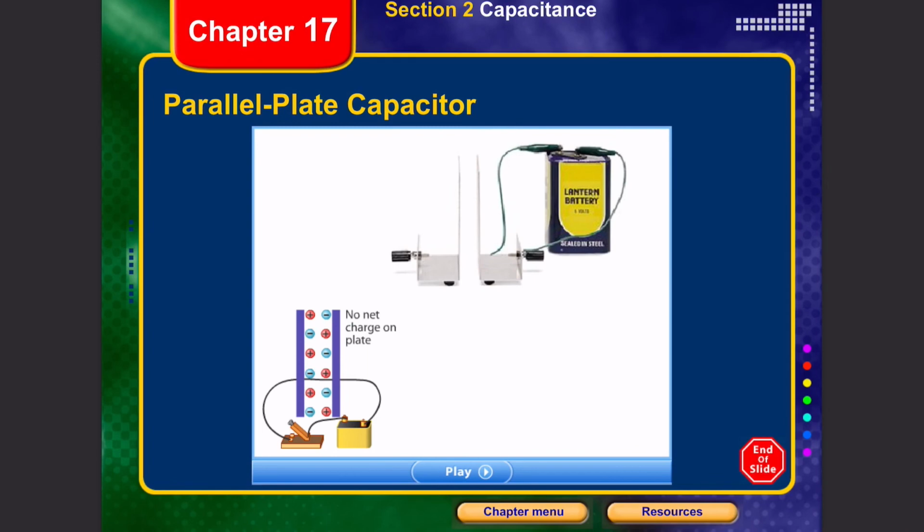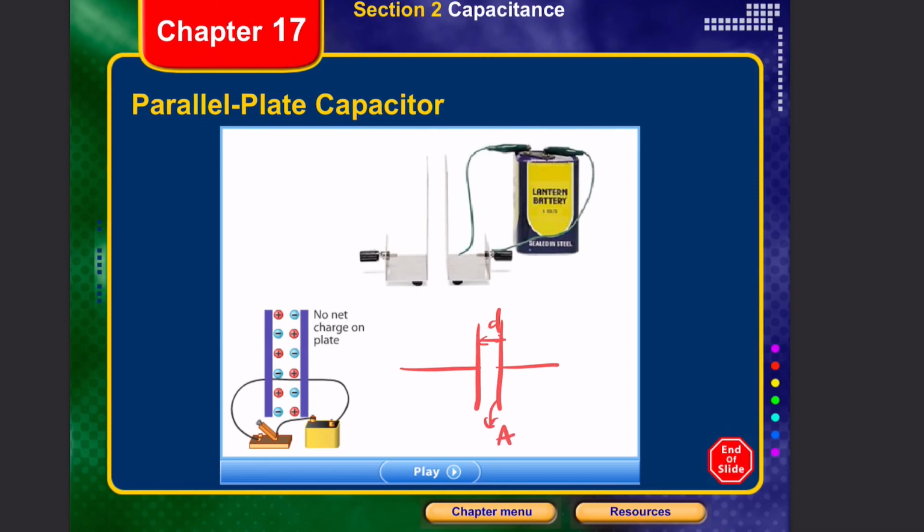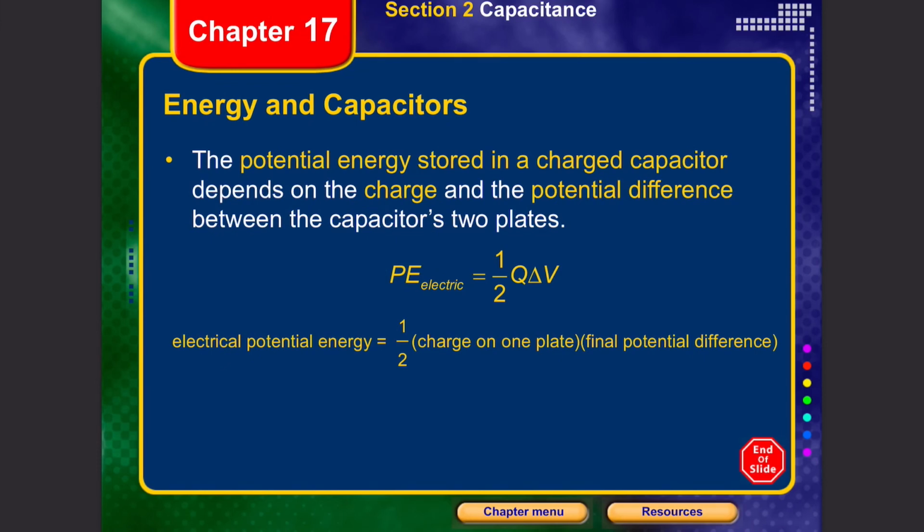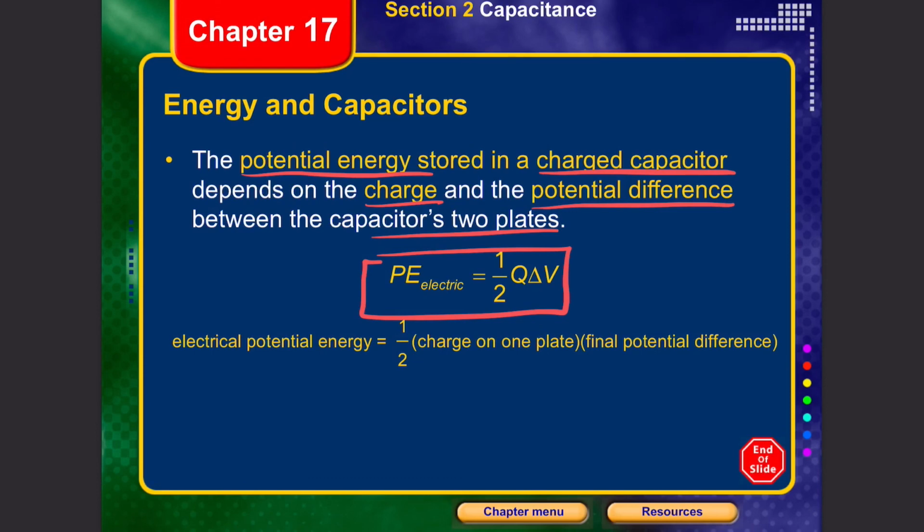One of the most common types is the parallel plate capacitor, where we have two parallel plates separated by a distance d, and each plate having an area A. These are two rectangular plates, and there is no net charge on a plate whenever you take them. Now, how do you calculate the potential energy stored? The potential energy stored in a charged capacitor depends on the charge and the potential difference between the two plates. It is given by potential energy equals half Q times delta V. So half times the charge on one plate and the final potential difference. The product of all these values becomes the electrical potential energy.